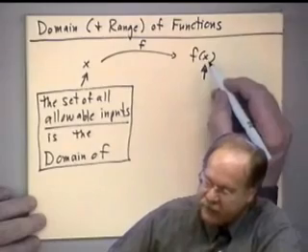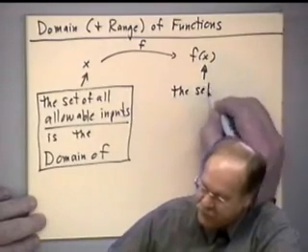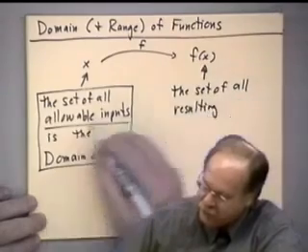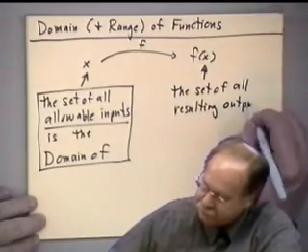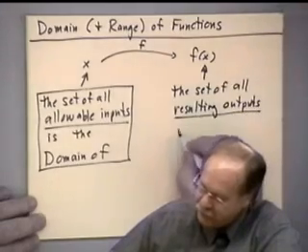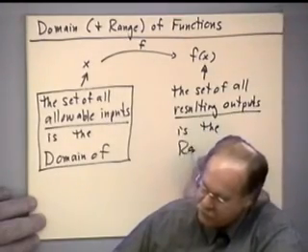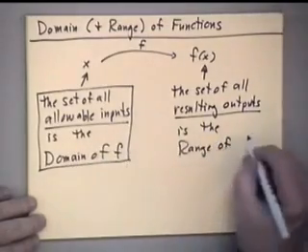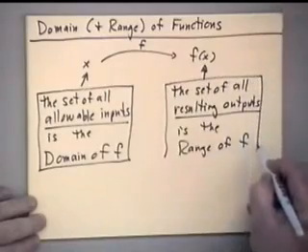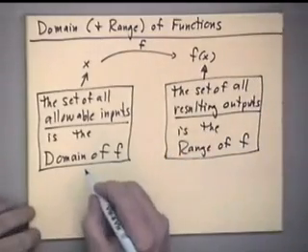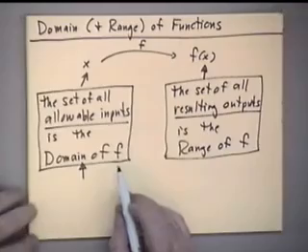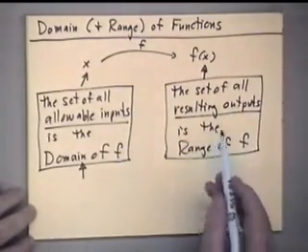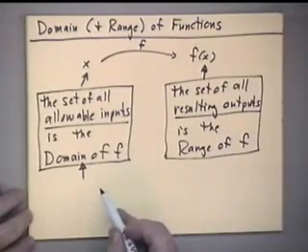And likewise, the set of all these f of x's, the set of all outputs that result from these allowable inputs, is what we call the range of f. This is the domain of f, this is the range of f. There we go. Now most of the time we will be concentrating on the domain because that determines what values the function is allowed to operate on, and the range is just what comes out. We sometimes will look at the range, but the domain will be more important for us.